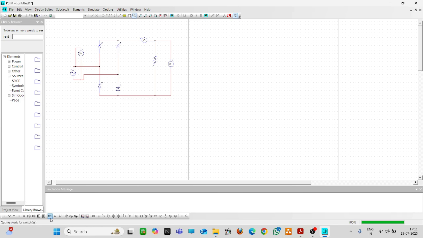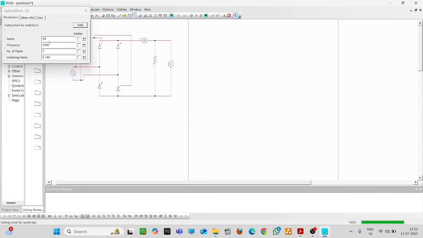So T1 and T2 will have the same gating pulse. For the gating pulse, a gating block will be used. The connection has been made. We will provide the gating pulse to a gate. As I told you, both will turn on simultaneously, so we will place a wire. It means that T1 and T2 will be forward biased, and on the application of the gate pulse, they will enter into conduction.